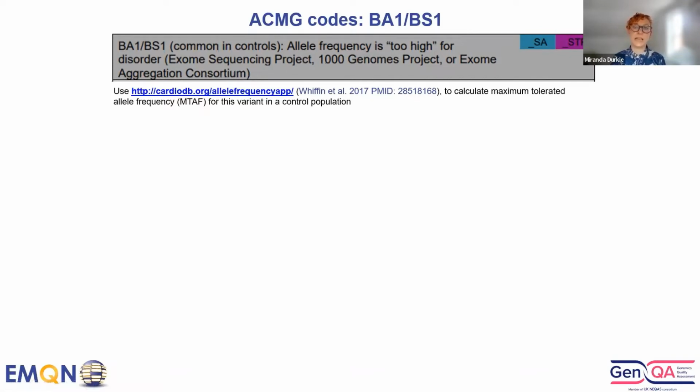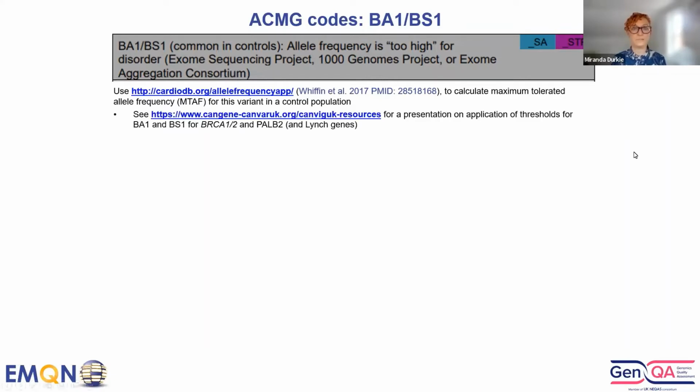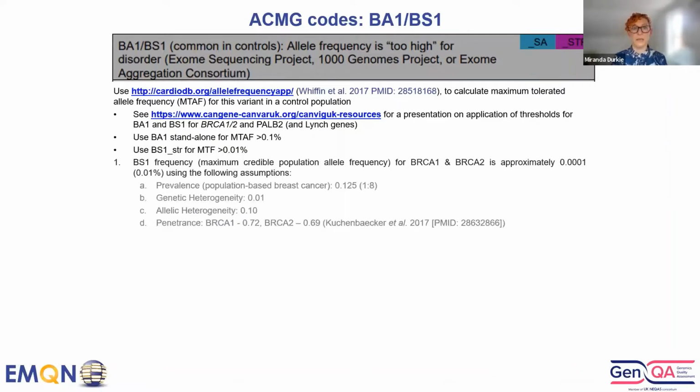This can be used to calculate your maximum tolerated allele frequency for the variant in a control population, such as NOMAD. It can seem a little bit complicated, but the good news is that you don't need to do this because all that work has been done for you. So again, on the CanBIG website under resources, there's a presentation on the application of the different thresholds for BA1, BS1, plus worked examples for BRCA1, BRCA2, PALB2, plus the Lynch genes. So I've included some of the calculations here.